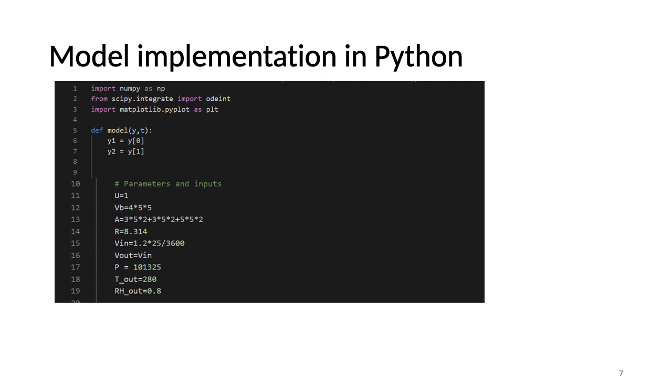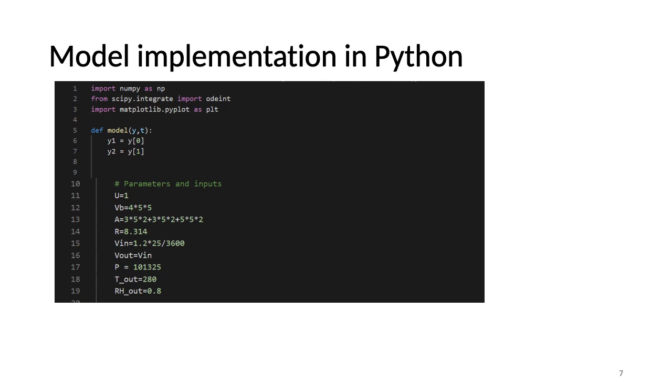Model implementation in Python. First, we import the NumPy library, which is a Python library which supports arrays, matrices, and which also contains high-level mathematical functions. Then I import odeint, which integrates ordinary differential equations, from the library SciPy. Finally, I import matplotlib, which supports Python visualizations. Then we move on to the model.